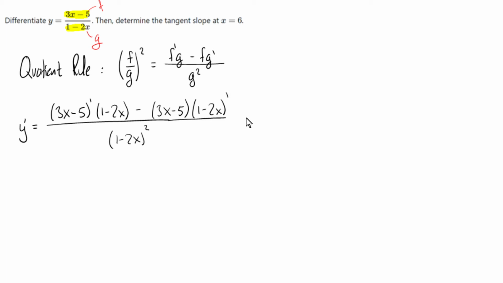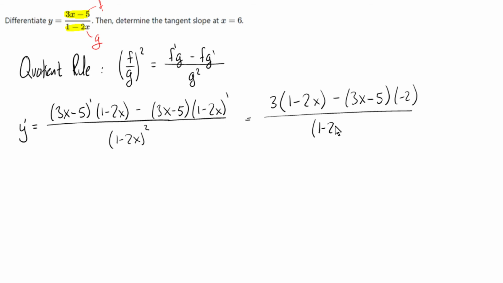Let's evaluate those derivatives. The derivative of 3x minus 5 is just 3, and then times 1 minus 2x, minus (3x minus 5) times the derivative of 1 minus 2x, which is just negative 2. And in the denominator we still have (1 minus 2x) squared.